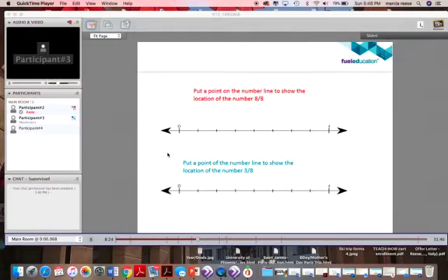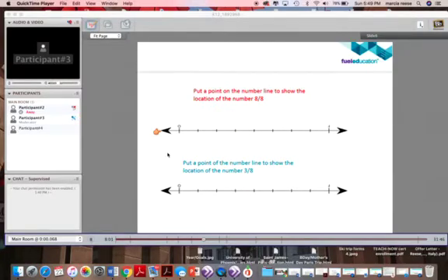And as you can see, we have two different fractions. The first one is to find the fraction 8 over 8. And as you can see, the number line starts with 0. And then we have 1, 2, 3, 4, 5, 6, 7, 8 points on the number line. Can you demonstrate for me, Ava, where we would display or place the fraction 8 over 8 onto this number line?